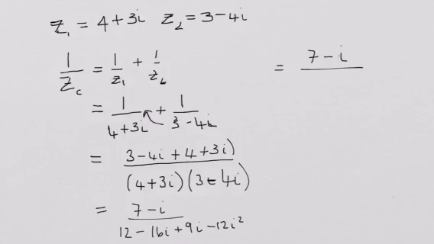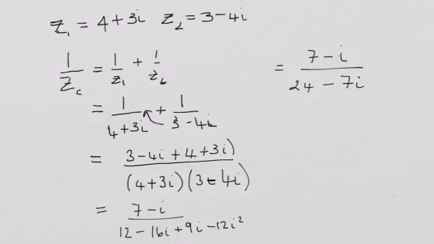Okay, so I'll come up to here, and that gives me 7 minus i over, now remember 12i squared is going to go to plus 12, so that's going to be 24, and minus 16 plus 9 is going to give me minus 7i. Just make sure that's right, yeah. Okay, so that gives me 1 over zc.